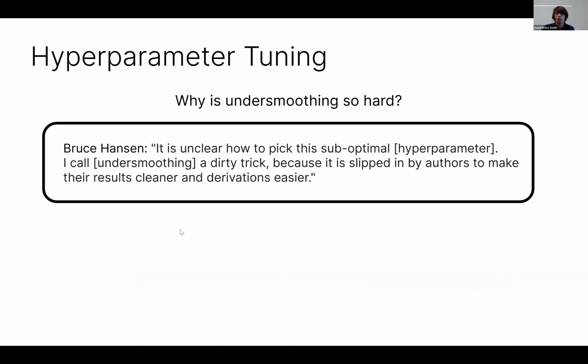So this viewpoint allowed us to make some progress towards thinking about hyperparameter tuning for debiased machine learning. So if we go back to this quote, why is undersmoothing so hard? Well, because it was hard to pick your lambda prime. We had our original lambda. Maybe you pick lambda with cross-validation. That's easy to do, but you're supposed to choose something smaller than the cross-validated value. How do you actually do that?